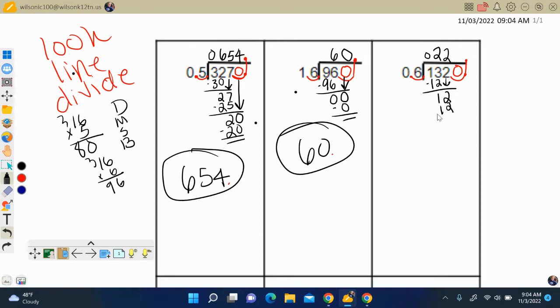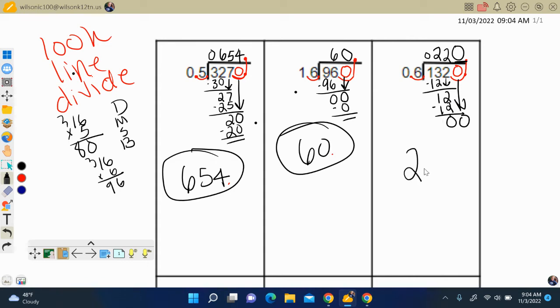Now this is where it can get tricky, because some of you will just be like, okay, I'm done. But there's nothing over the 0. We have to say, bring down that 0. 6 can go into 0 0 times. If you didn't do that step, you would have gotten 22 as your answer.